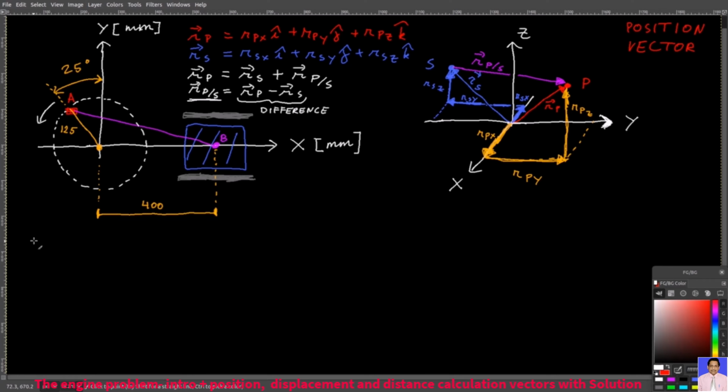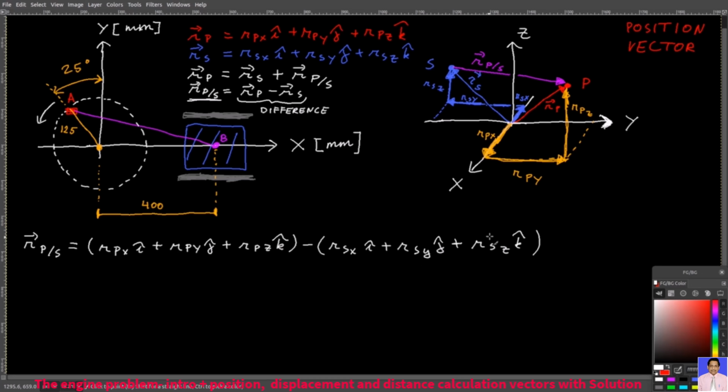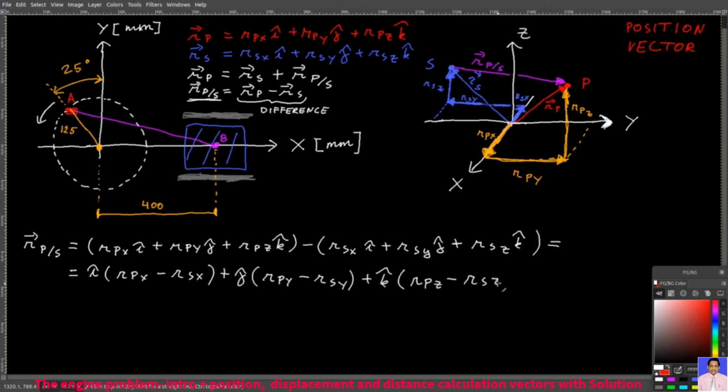And so if we now use the i, j, and k components, then r p slash s equals the r p vector minus the r s vector, and so all that equals i times r px minus r sx plus j times r py minus r sy plus k times r pz minus r sz. And so this vector here is called a displacement vector. So the difference of two position vectors is a displacement vector.